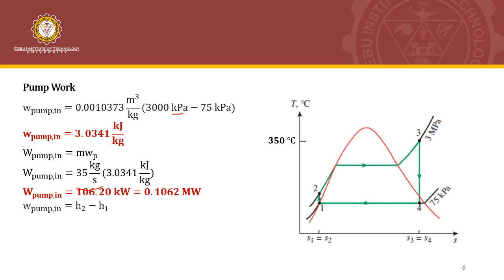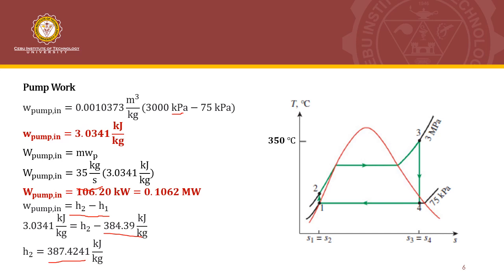Now that we have the work input in the pump, we can also get the enthalpy at point 2 by using another relationship, which is work input in the pump is equal to H2 minus H1. By substituting the values that we already have, which are the work input in the pump and the value of H1, we can rearrange this equation to get the value of H2. Therefore, H2 is just equal to 3.0341 plus 384.39, or 387.4241 kilojoules per kilogram. In that way, we're able to get the value of enthalpy at point 2.